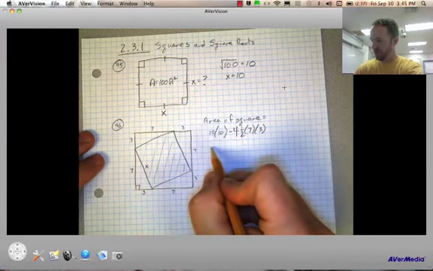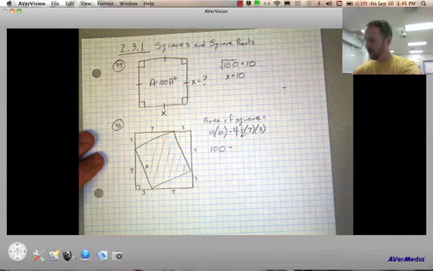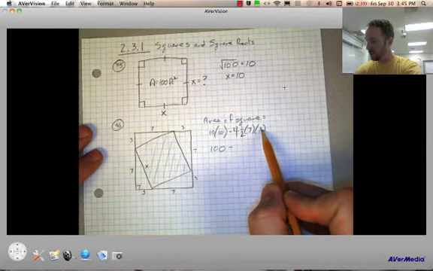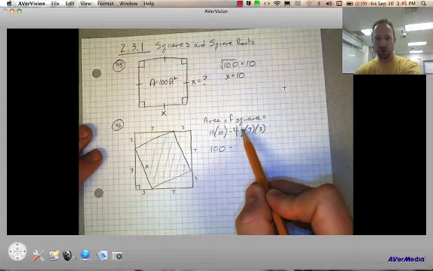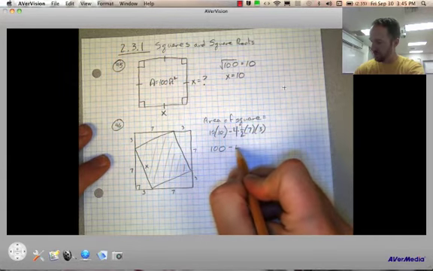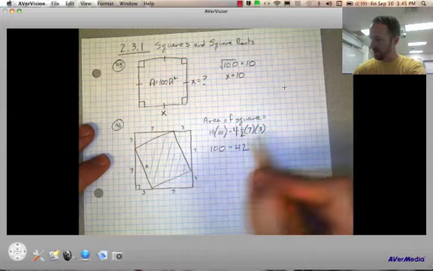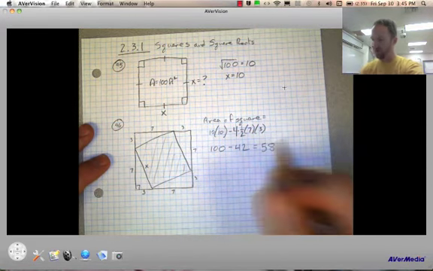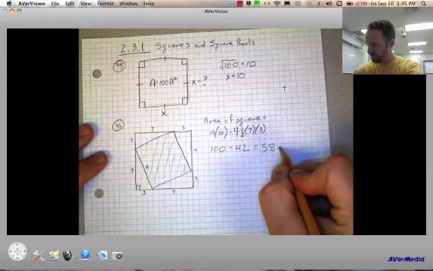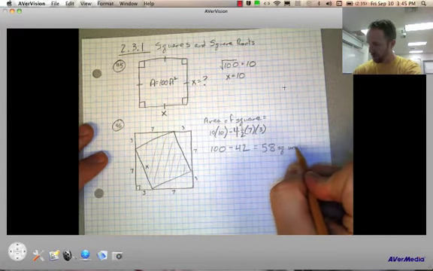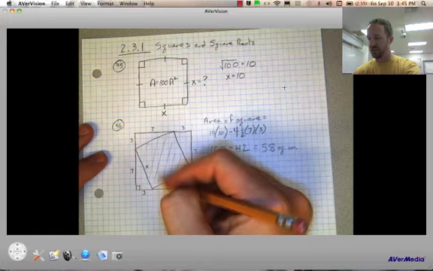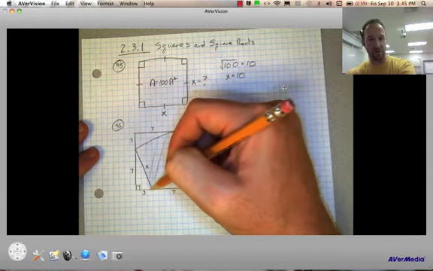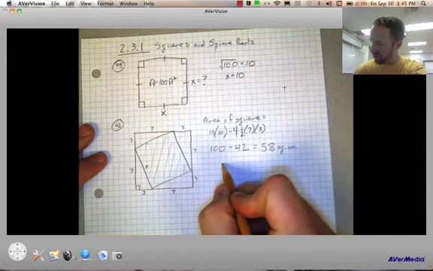So let's see, 10 times 10 is 100. 7 times 3 is 21. 4 times 1/2 is 2. 2 times 21 is 42. So the area of the square is 58 square units. And again, that's the area of this square on the inside. Now, to get the length of the side that we were looking for in the first place, you simply take the square root of it.